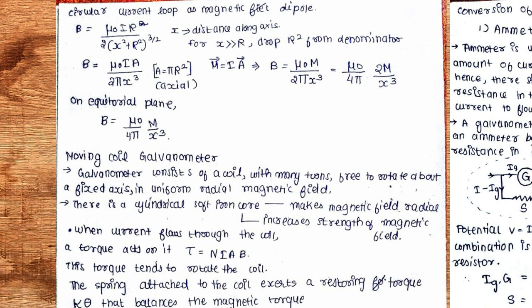We know the circular coil. Now for x, if x is very much greater than the radius of the circular coil, we can drop the r² from the denominator, from down.